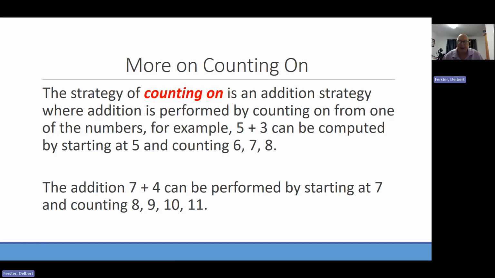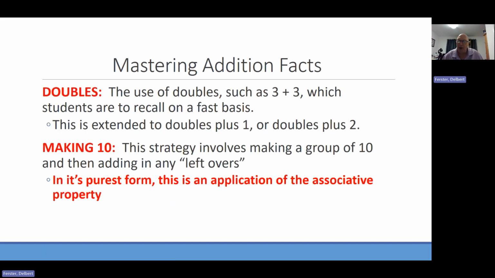Then you would continue by saying 6, 7, and 8. And you basically count the items. So it's counting on. You might remember as a little munchkin, getting so proud of 2 plus 2 and 3 plus 3. The idea of doubles is significant. You can extend that and go doubles plus 1. So if you do 3 plus 4, you can get kids to see it as 3 plus 3 and then 1 more, because 4 is 1 more than 3.